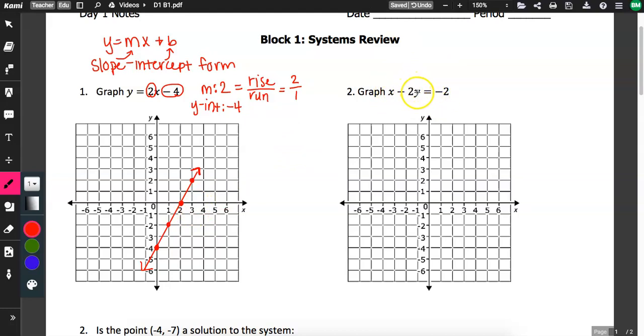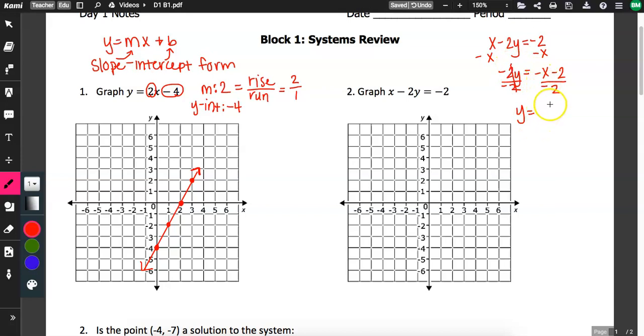Number 2 doesn't quite look the same. So if I want to graph this one, one of the easier ways to do it is to convert it to our slope-intercept form. So I'm going to rewrite my equation: x minus 2y equals negative 2. I want to solve this equation for y, meaning I want to get y all by itself. So I'll subtract x first. Negative 2y equals negative x minus 2. Divide by negative 2. When I divide by negative 2, all of the negatives on the right side will cancel each other out. So now I have y equals, because these are gone.